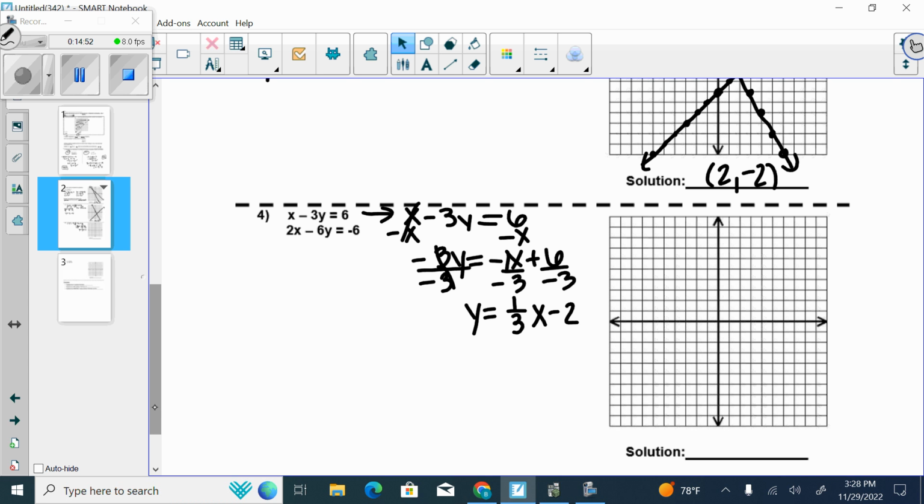Where is it going to start at? Negative 2, very good. And that slope tells us to go where for our next point? Nice.